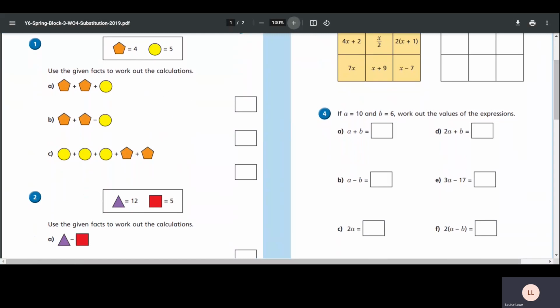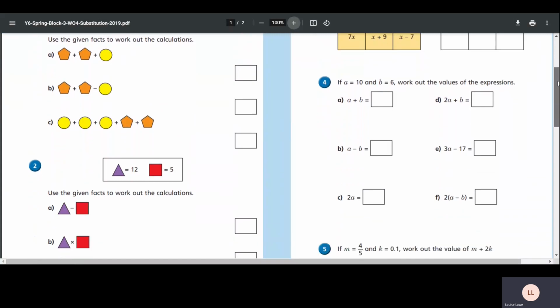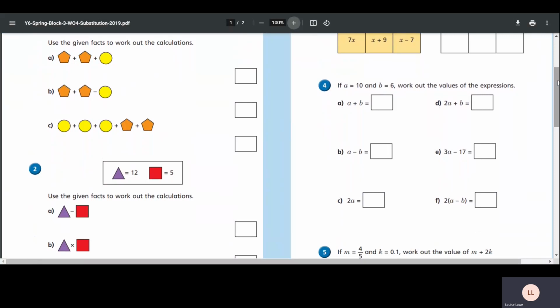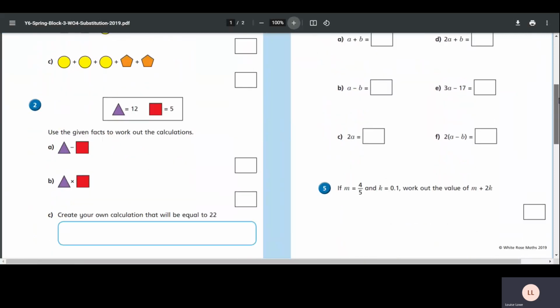Now, if we have a look at question 1 over here, we can see that the pentagon is worth 4 and the circle is worth 5. So basically, all you've got to do is have a look here at exactly what is drawn in front of you. In the space next to it, write down the numbers. So you're going to substitute the shapes for the correct number. So you will write down here 4 plus 4 plus 5. And then over here is where you write your answer. They're not quite in line, but that's where you write your first answer. Make sure you write it out before you work it out.